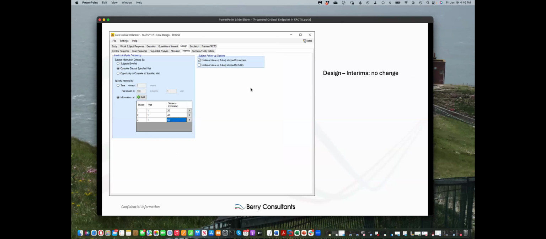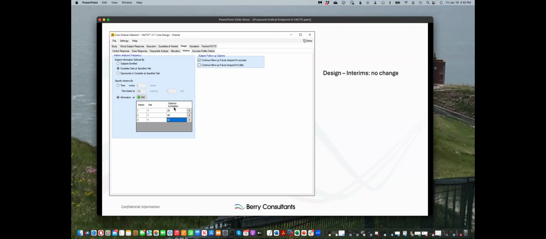Similarly, interims can be defined in the same way as in the rest of FACS. So you can pick what form of information you're going to use to trigger the interims: the number of subjects enrolled, the number of subjects complete, or the number of subjects with an opportunity to complete. That is to say, they would have completed if they hadn't dropped out.